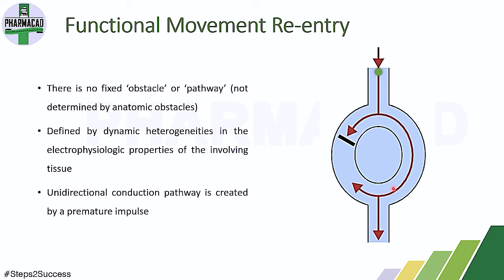But in functional movement there is no central block; there is a block on one side, okay, and this is not an anatomical block, it is actually because of heterogeneity of the tissue. So the property of the tissue in the AV node is not uniform, it is different. Tissue over here will function differently compared to tissue over here, and that is why this is acting as a functional block. Okay, it does not act as an anatomical barrier.